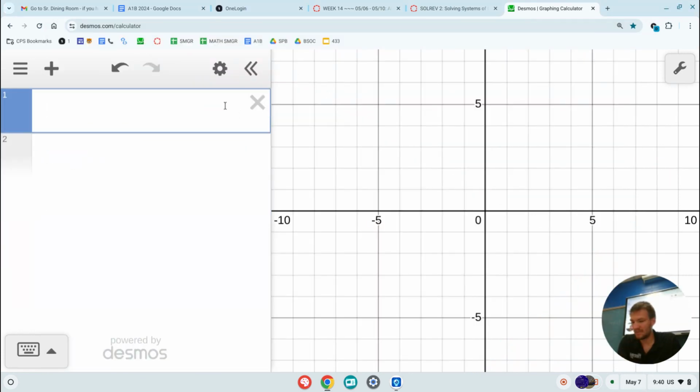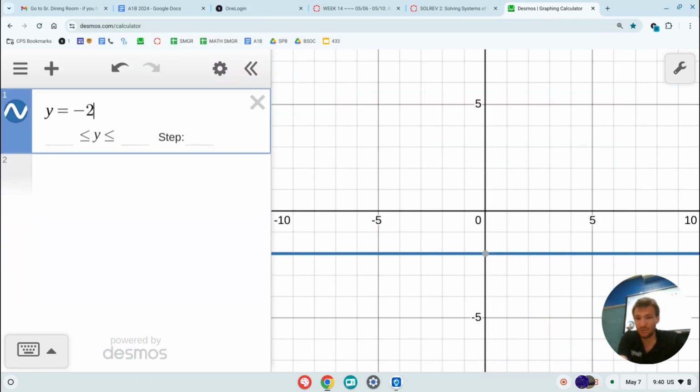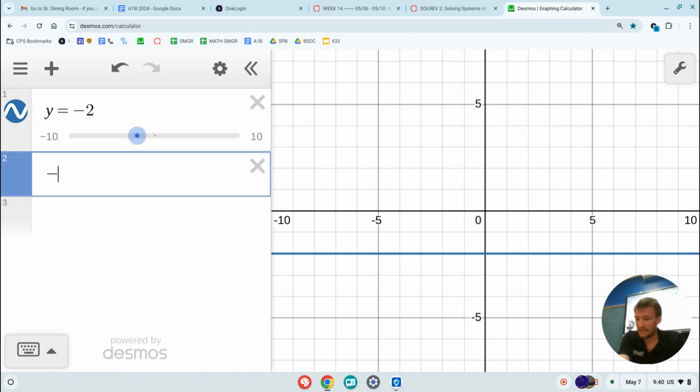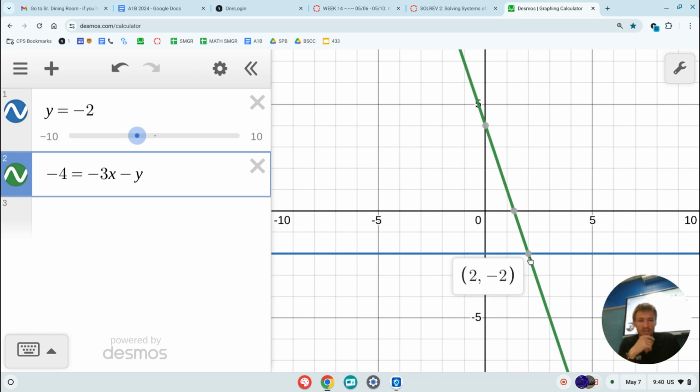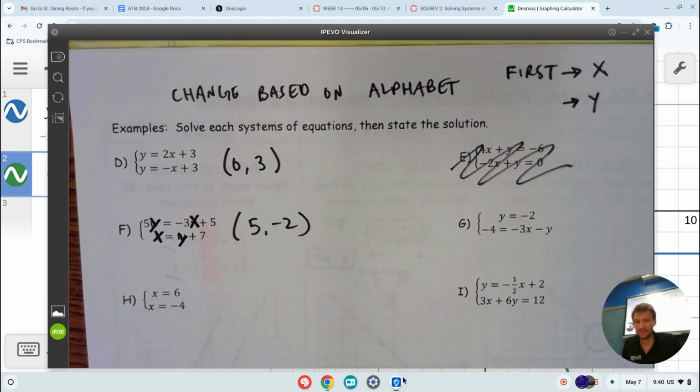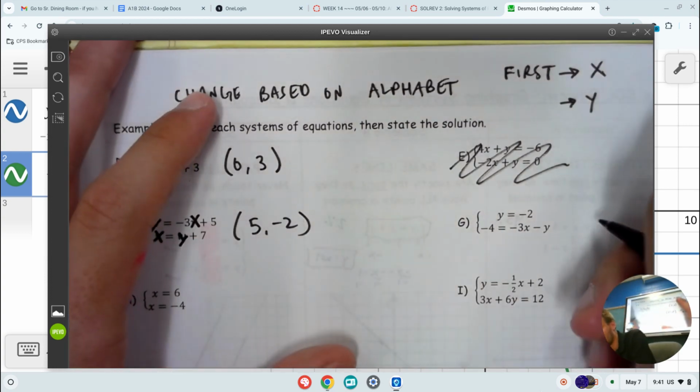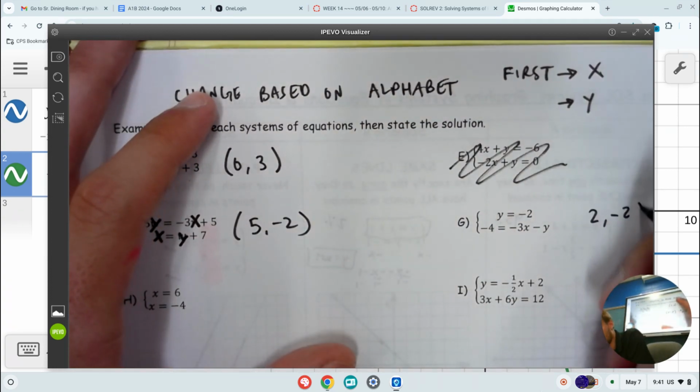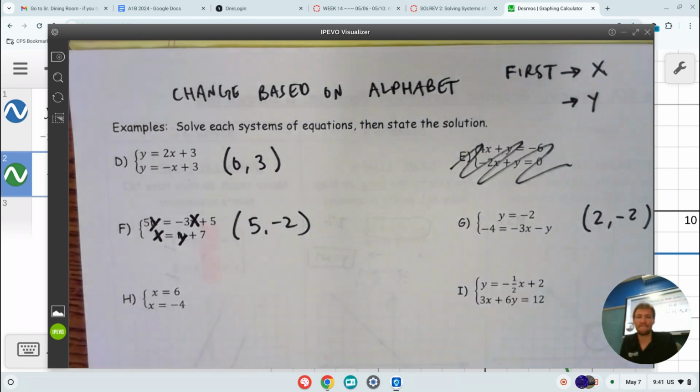So G says Y equals -2. That's going to be a horizontal line. -4 equals -3x minus Y. And where do these cross? Looks like +2, -2. Again, that does not take very long. If I type it in correctly, I get the answer that fast.